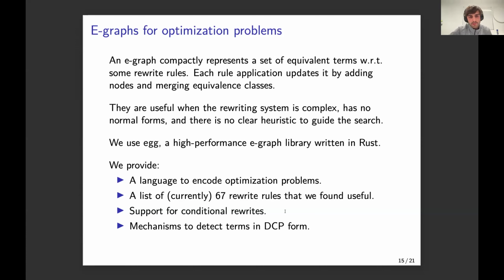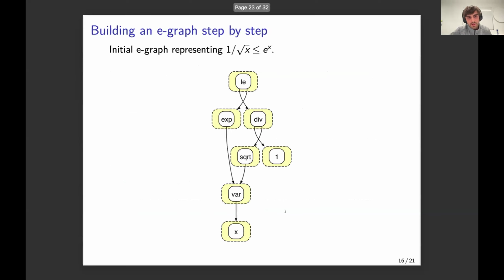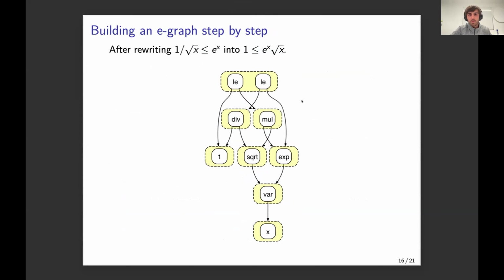So let me show you an example of an eGraph. This is the first constraint in the optimization problem that I showed before. And you have nodes, and every yellow blob is an equivalence class. And it starts like this. So there's a node per equivalence class. And as I apply rewrites, I will add more nodes and I will merge equivalence classes.